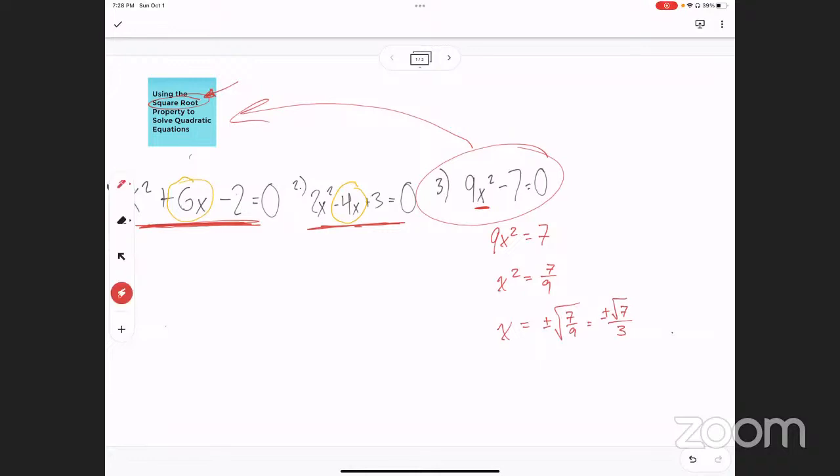Makes sense? But you can't do that for this right here. You can't move the 3 and the -4 over. That won't help you, because then you'll still have an x over here and an x over here. And you want to solve for just one x. You want to get the x by itself, consolidate the x. So this won't be solved by the square root property.